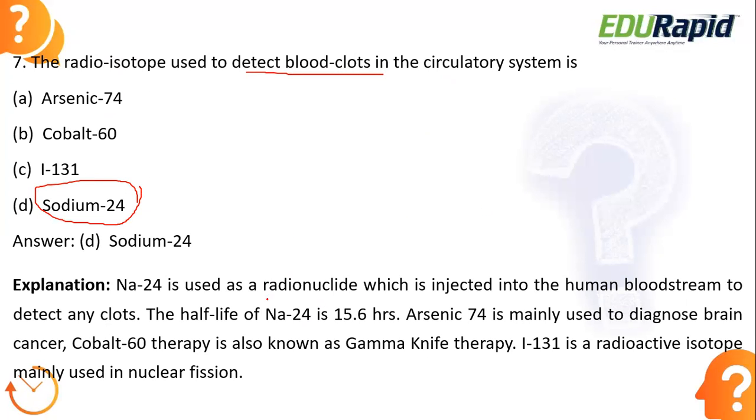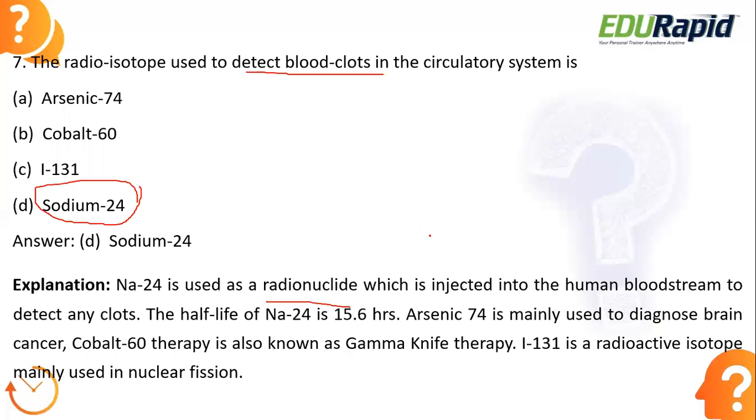It is used as a radionuclide which is injected into an individual just to detect whether there is a presence of any blood clots in the circulatory system. If there is any blood clot in our circulatory system, sodium 24, when injected into that person, helps us detect the presence of clots. The half-life of sodium 24 is 15.6 hours. This is one of the reasons sodium 24 can be utilized directly, without any side effects.